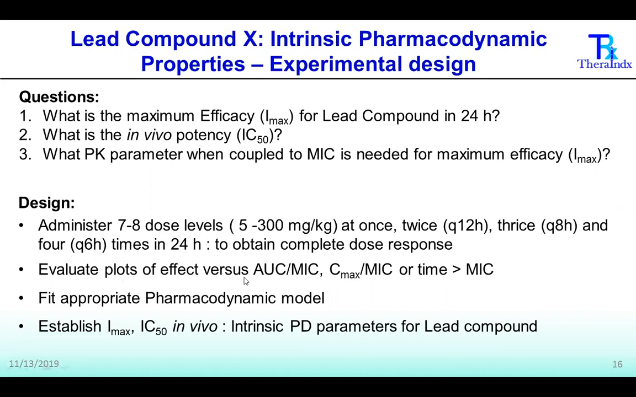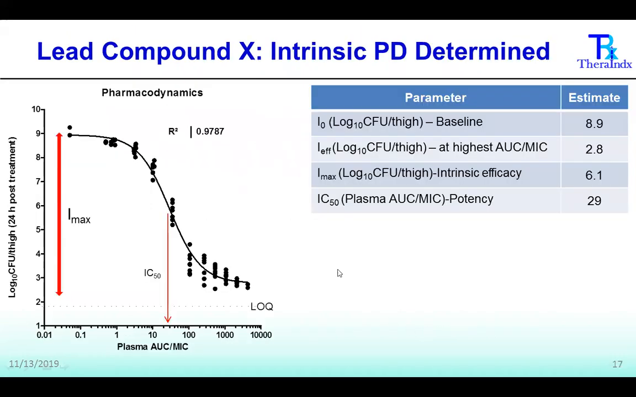Evaluate plots of effect in the thigh versus each of these parameters, which are important determinants of efficacy for anti-infectives. Fit an appropriate pharmacodynamic model and establish the Imax and IC50 in vivo. These are the intrinsic PD parameters for the lead compound. This slide shows the intrinsic pharmacodynamic properties of the compound.